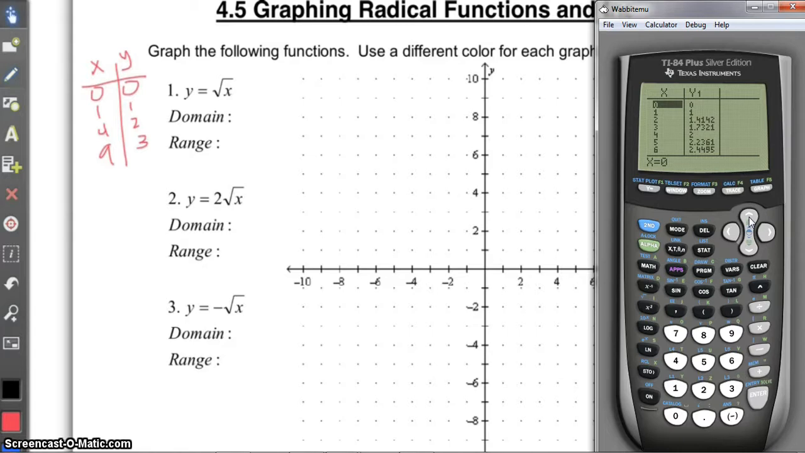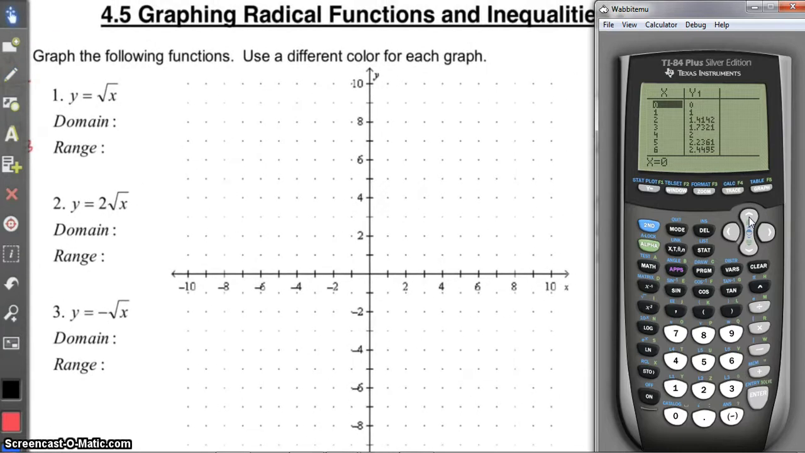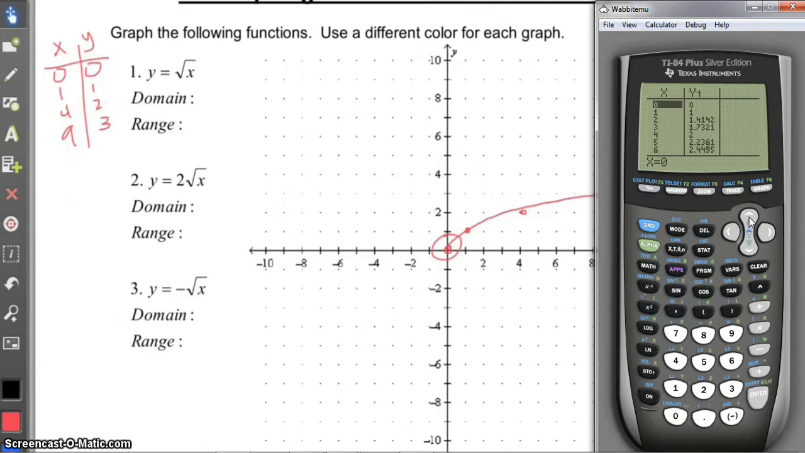I'm going to graph it in red. So 0, 0, 1, 1, 4, 2, and then 9, 3. As you can see, it looks like a shooting star, and remember, this is going to be the end point of the radical function. So let's move on to y equals 2 radical x.